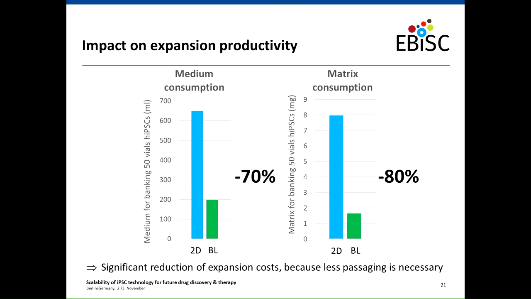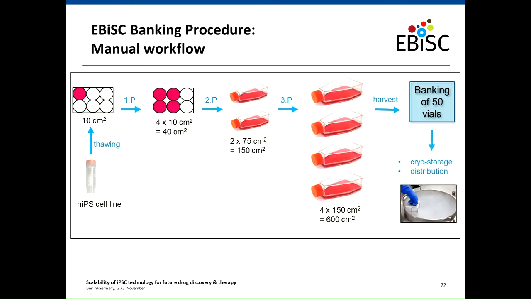Having a look at the medium consumption and the matrix consumption, you can see the same picture. As we started at the beginning with a very low volume for the inoculation of the cells, we could reduce our medium consumption to 70%, and also the matrix consumption could be reduced significantly due to the point that we only had one passaging step, and of course then you also need less protein coating and adhesion proteins. Okay, until now we had a look mainly at the automation of this workflow. And now I would like to also have a look at the banking procedure in the end.